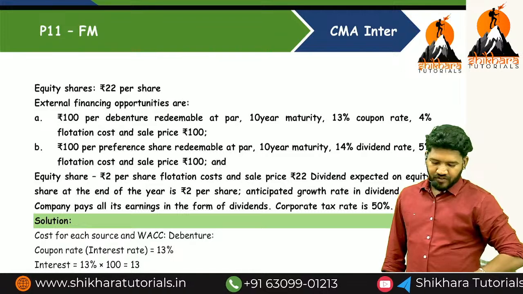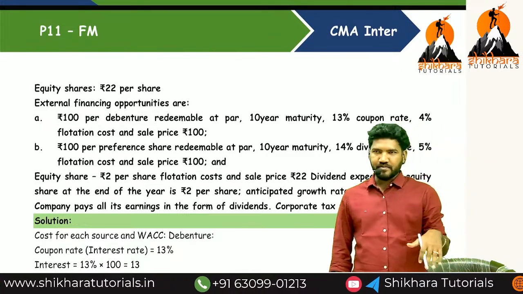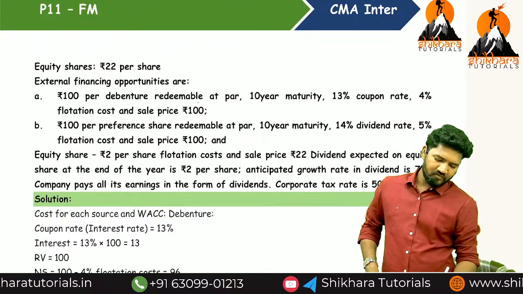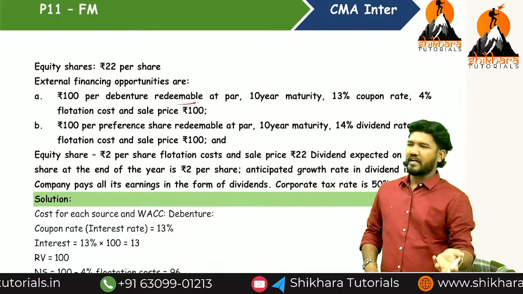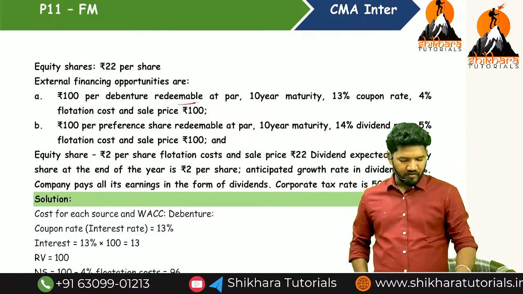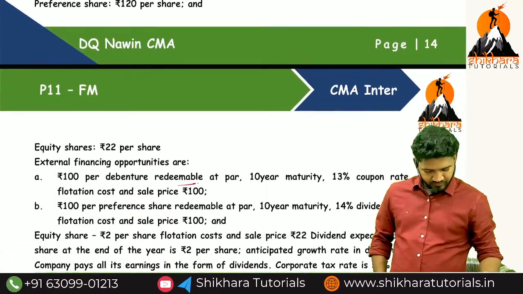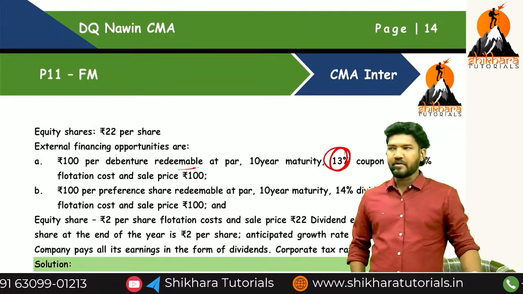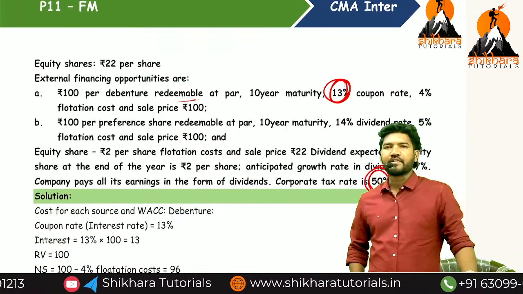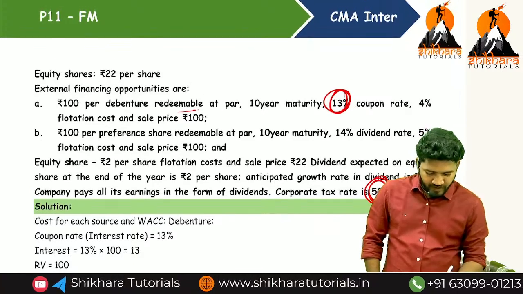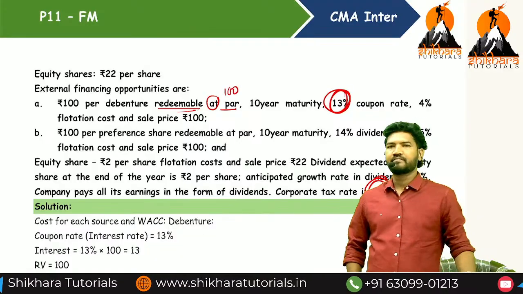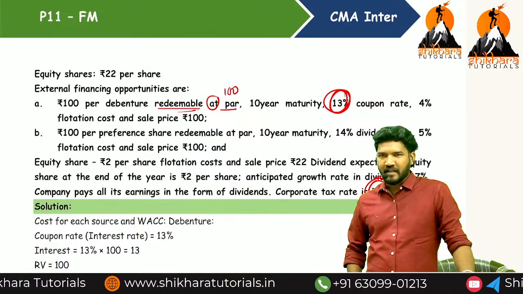So external financing opportunities are nothing but the agreement terms. Let us see the agreement terms. 100 per debenture. Redeemable debenture, sir. Write down the formula, dump the information. What is the requirement? Interest I want. Where is the interest rate? Here, 13% coupon rate. Next, tax rate I want: 50%. Repayment value I want. Redeemable means repayment only, na? Repayment is 100 rupees, sir. Next, I want net proceeds, sir. Market price.